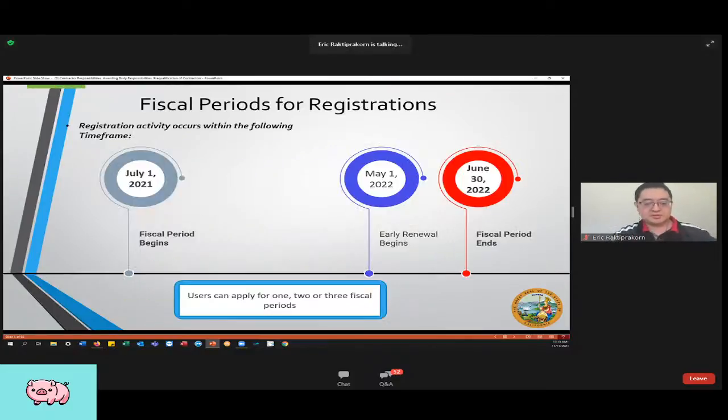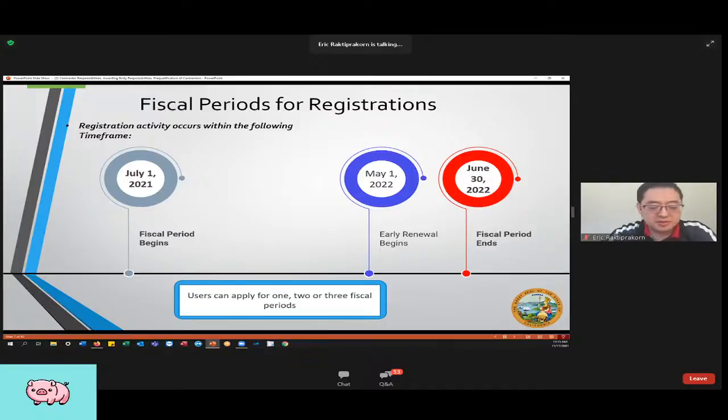Next slide, please. Here we have a visual that demonstrates our framework for a fiscal period in registration. Our fiscal periods begin July 1st of every year and end June 30th of the next year. In this visual, we see the current fiscal period beginning July 1st, 2021, ending June 30th, 2022. So I would draw your attention to the May 1st, 2022 date. That's early renewal. So you can come into our system and register early instead of having to wait closer to the expiration of the current fiscal period.